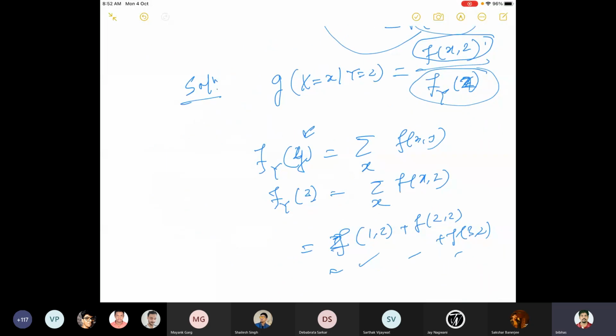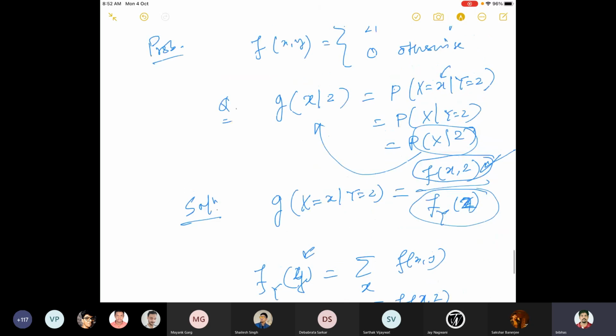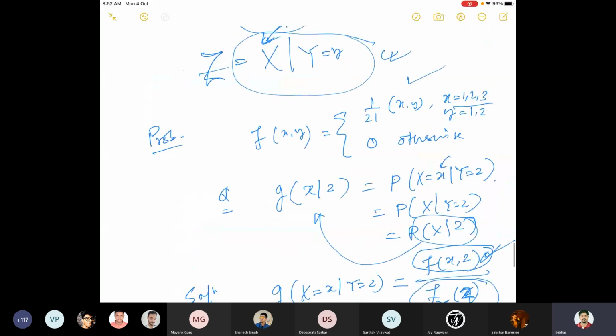Okay, I know this one. This one will be what? I have to put just y equal to 2 here. Okay, so how did I define f of x,y? Yeah, some function is given to you. So I just put y equal to 2, then I'll get 1 by 21 times x plus 2. Okay, so yeah, this is how we can find out for the case of discrete.